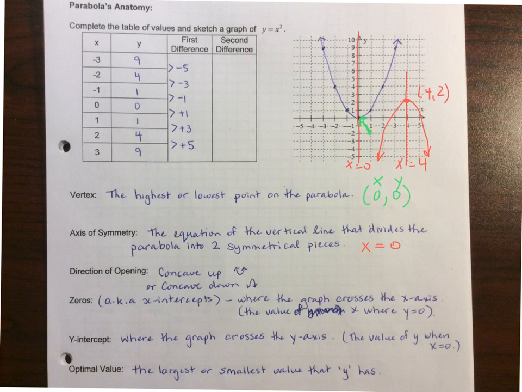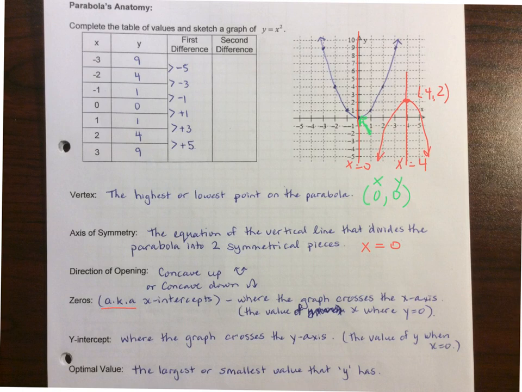Direction of opening, if you're being asked for direction of opening, we usually say it's concave up or opens up if it's a happy smiley face, if it truly does look like a smile, or we say it's concave down if it's like a frown, it's opening down. All right, zeros, also known as the x-intercepts. We said the zeros on this particular one are just at 0. It's where your graph crosses the x-axis. It's the value of x where y equals 0.